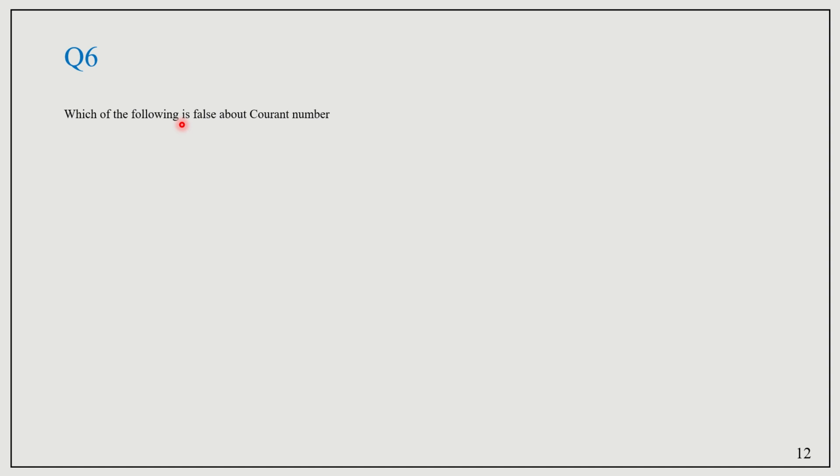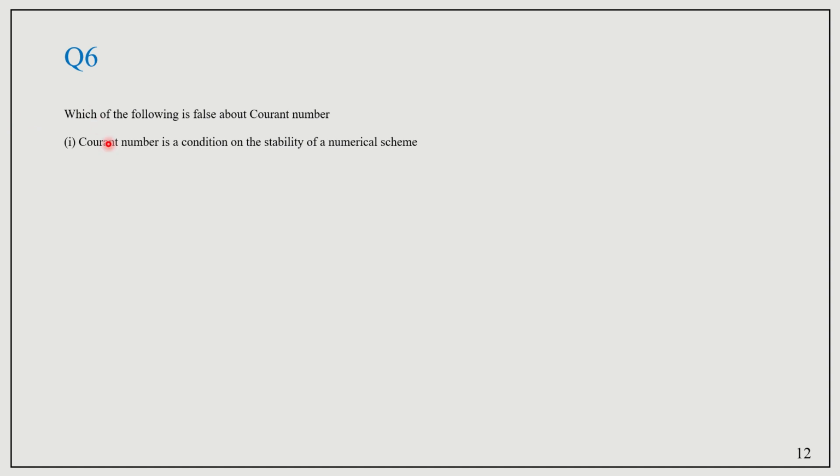So mostly it will be v into delta t by delta x, v into delta t square by delta x square, something like that. So which of the following is false about Courant number? So we need to identify which of the following statements is false. Again I am highlighting, whenever you are reading the question, please read the question very consciously. So now we will see the options, the different things first.